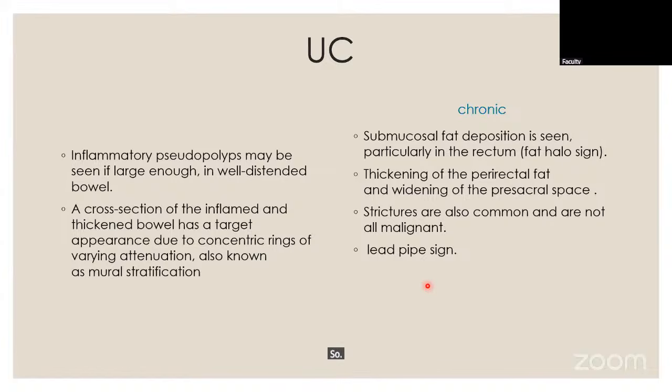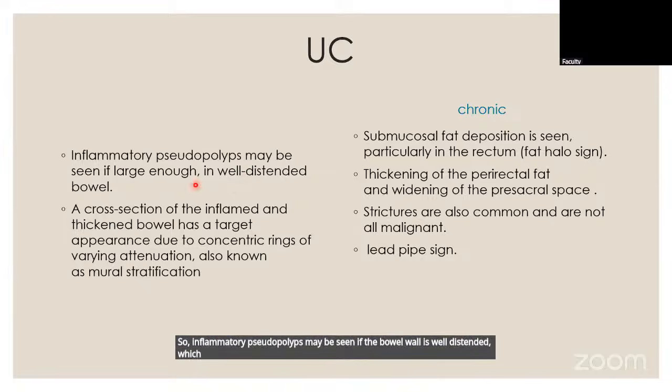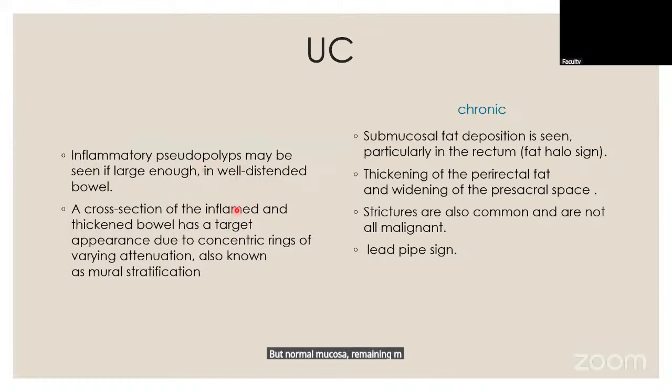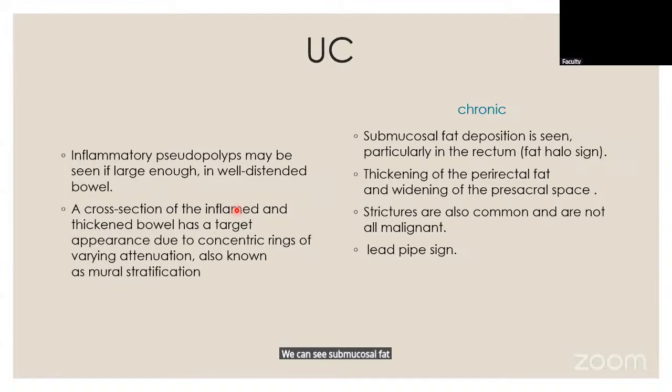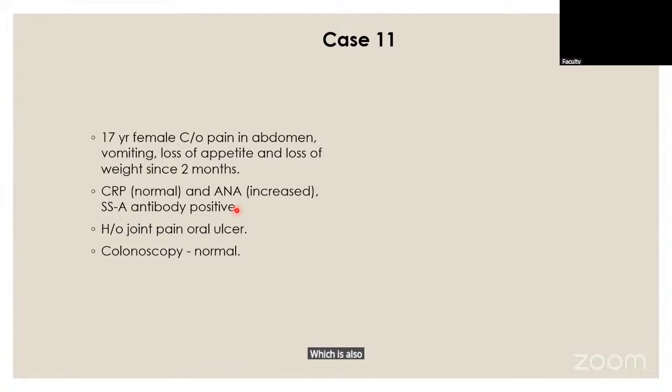So inflammatory pseudopolyps may be seen if the bowel wall is well distended, which are nothing but remaining normal mucosa which shows a normal enhancement pattern. And in case of chronic disease, we can see submucosal fat deposition as we saw in our second case, which is also labeled as a fat halo sign.